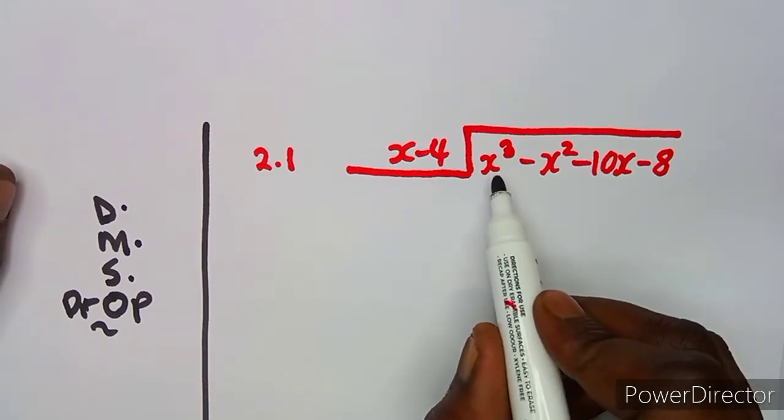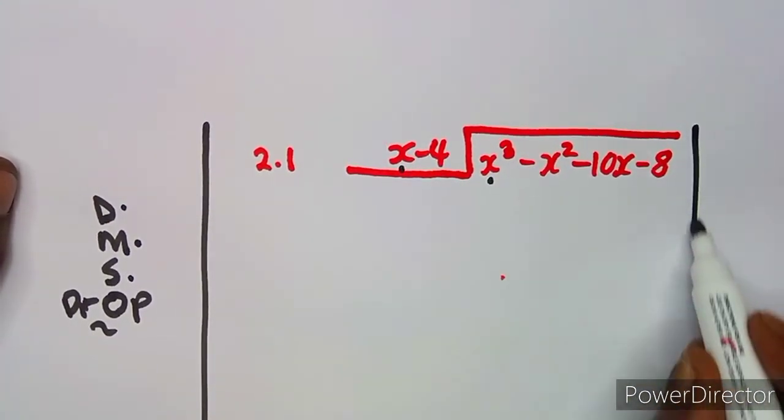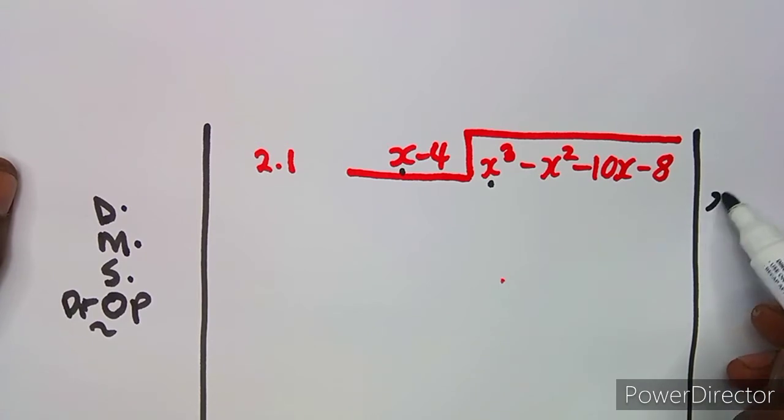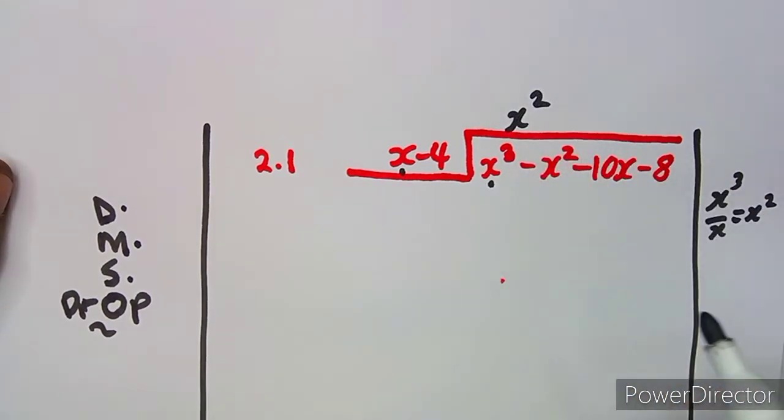So we are going to divide here, which is x to the exponent of 3 divided by x. So let me just write it here. x to the exponent of 3 divided by x. This is simply x squared. All right. So that's x squared.